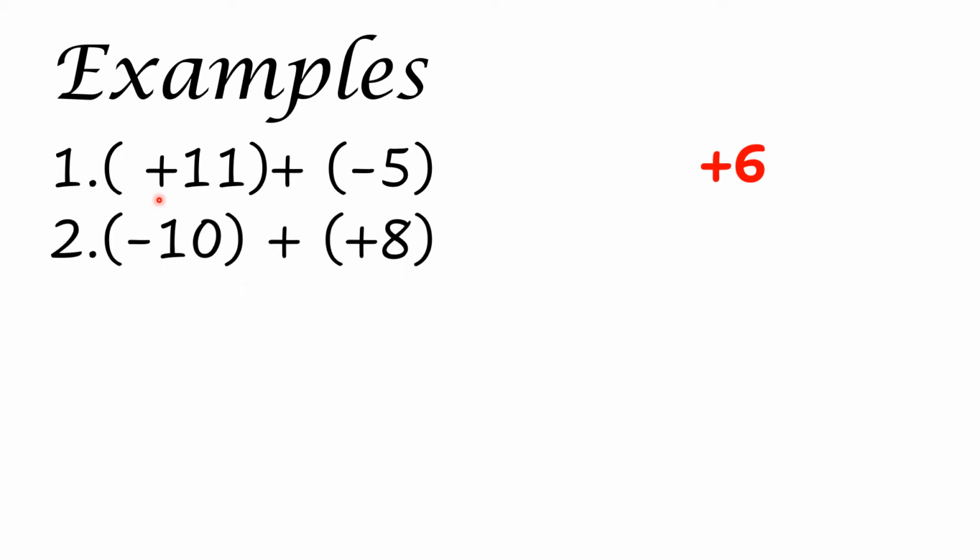Number 2, negative 10 plus positive 8. So, negative and positive. Using the rule, different signs subtract. So, 10 minus 8 is equal to 2. Then, keep the sign of the bigger number. So, pag naghahanap tayo ng bigger number, huwag muna nating papansinin yung negative and positive sign. So, 10 and 8, mas malaki yung 10. So, kukopyahin natin yung sign ng negative. So, the answer is negative 2.